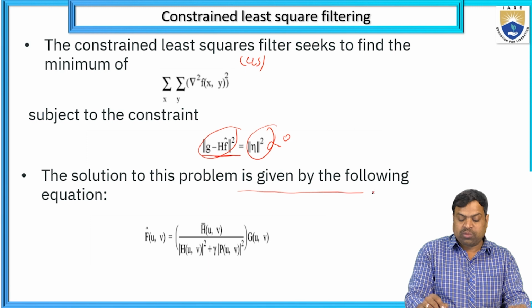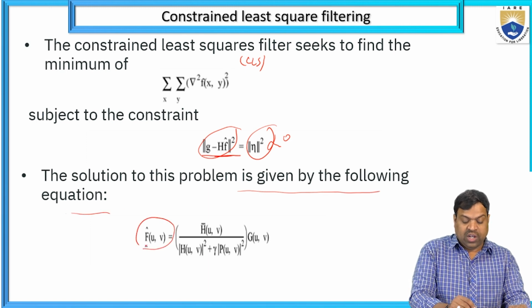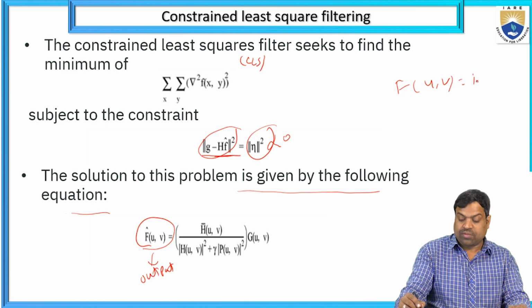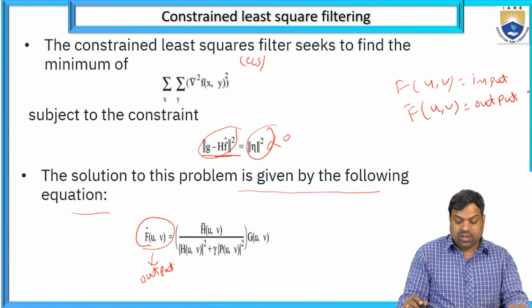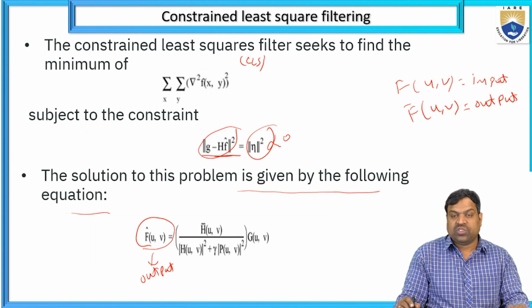So the solution of the problem is given by the equation: F dash of (u,v) equals output. F of (u,v) equals input, F dash of (u,v) equals output. So F dash of (u,v) equals H bar of (u,v) divided by modulus of H of (u,v) whole square plus gamma times modulus of P of (u,v) whole square, into G of (u,v). It is the equation for the constrained least square filter, subject to the constraint equation.